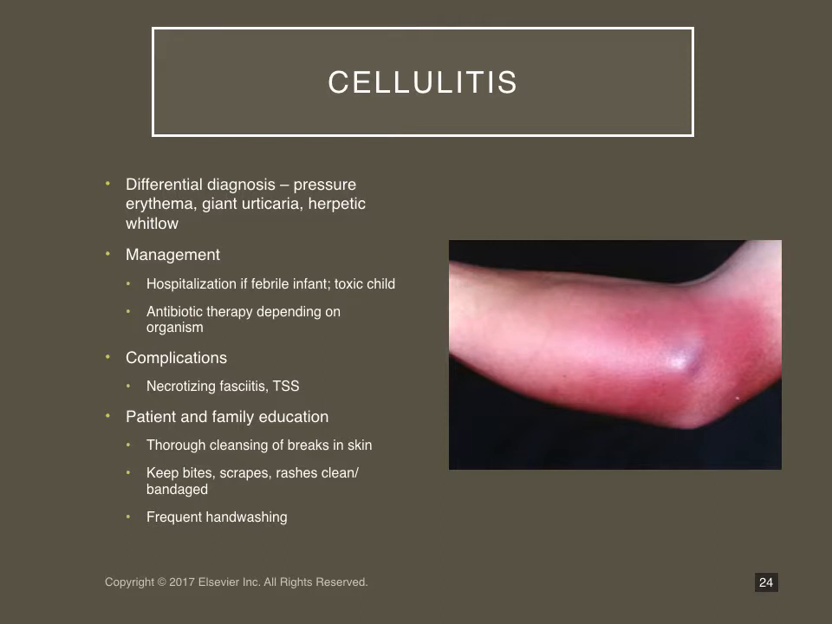You also want to make sure that parents know that if the child becomes more ill systemically, develops a high fever or feels sick, appetite loss, malaise, then they should go into the hospital and it should be treated with IV therapy.